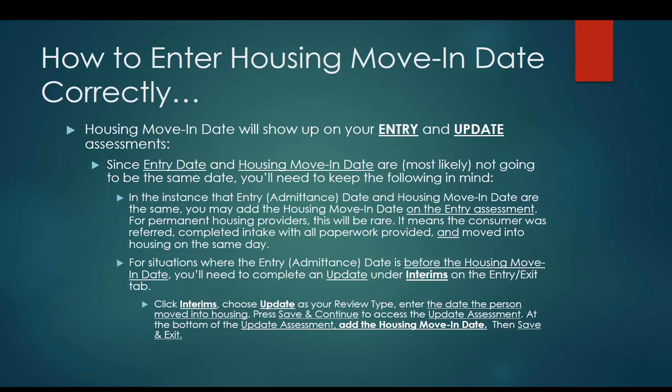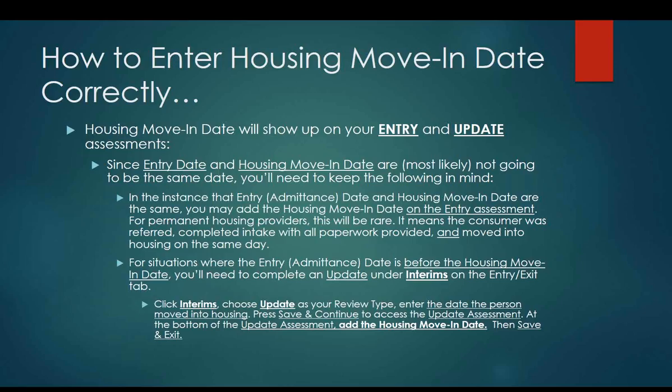So if their admittance date, the day that it first appeared you were going to start working to intake this person, is September 1st of 2017, and their housing move-in date is the 20th of September 2017, your entry date, of course, will be September 1st. And then on the 20th or around the 20th, when you update your HMIS information, you'll go in and create an update under interims. You'll type in the 20th of September as the date of your update. You will save and continue that screen. It'll let you access the update assessment.